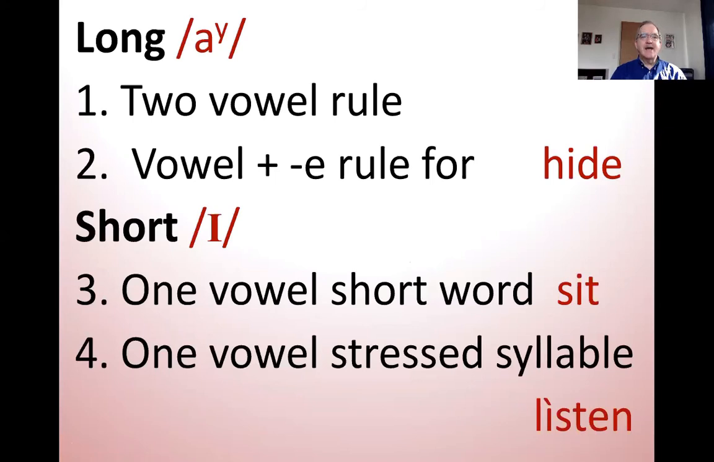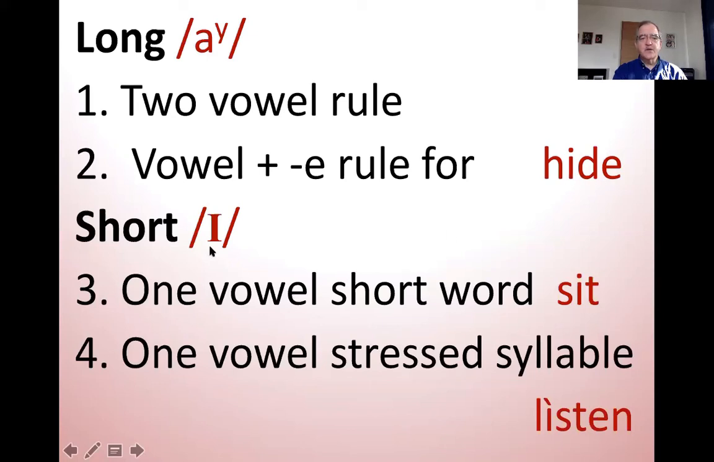For long I, we have the two vowel rule, and we have the vowel plus E rule. For short I, high, for long I, high. So for long, notice I don't give any examples. That's because the two vowel rule doesn't work very well for I. I'll talk about that in a minute. But the vowel plus E rule works very well, hide.